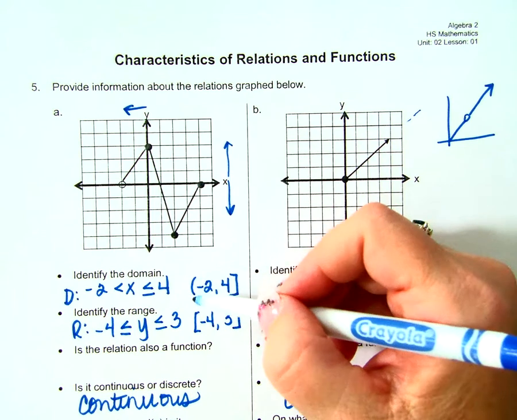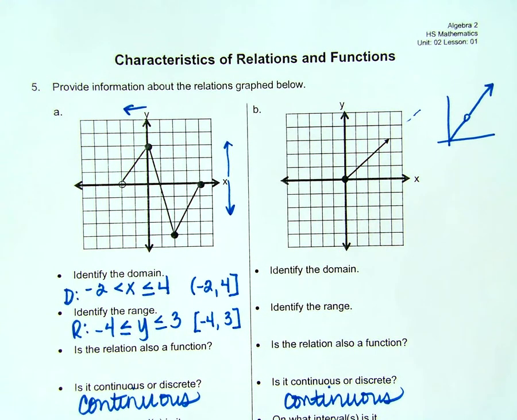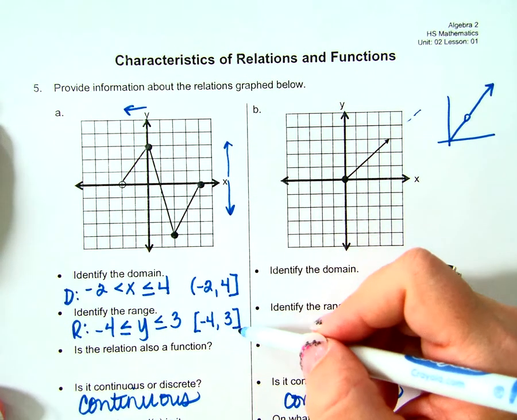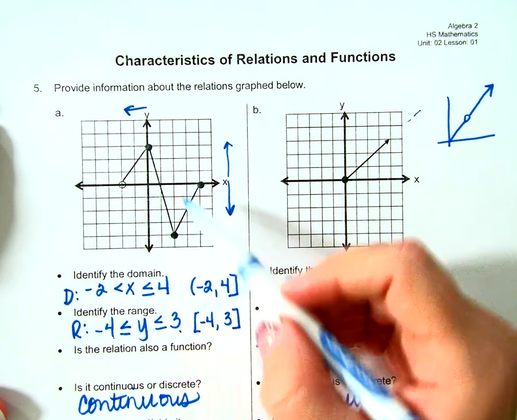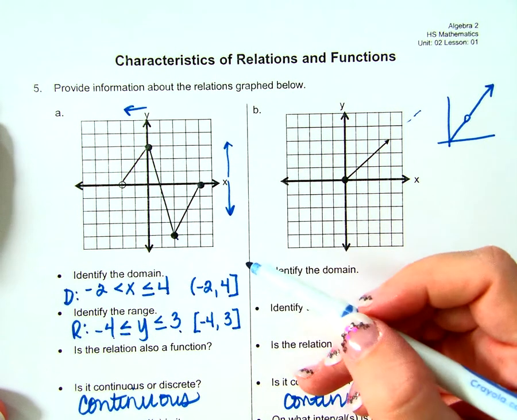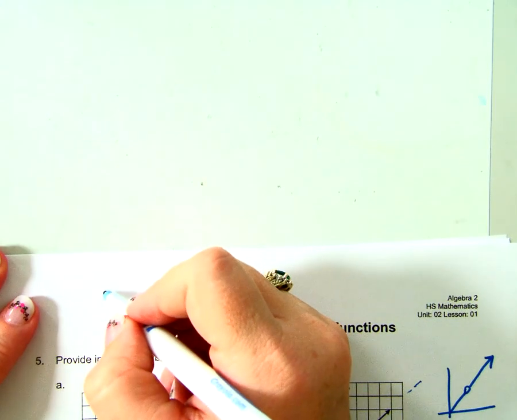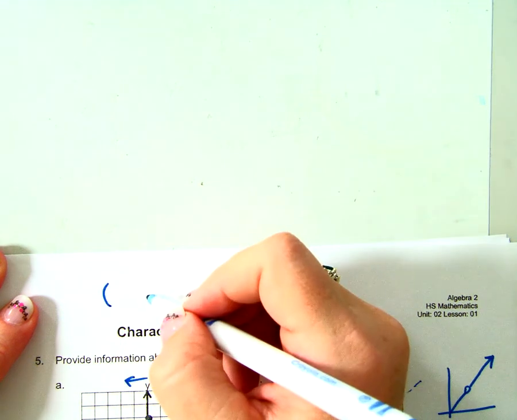This is a parenthesis and this is a bracket. A bracket. Like this one has both brackets, because both of these numbers are included as part. Colored in circle, colored in circle. Tell me what to draw. Like that?